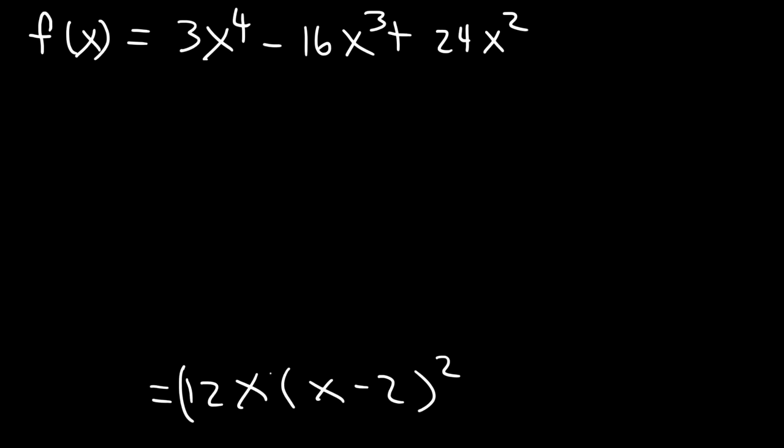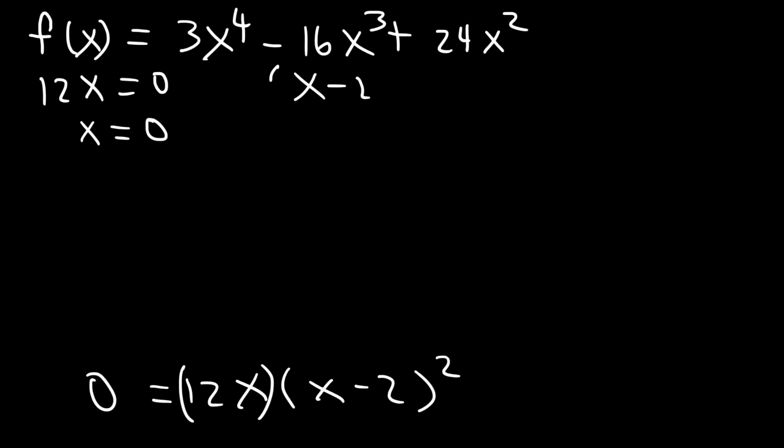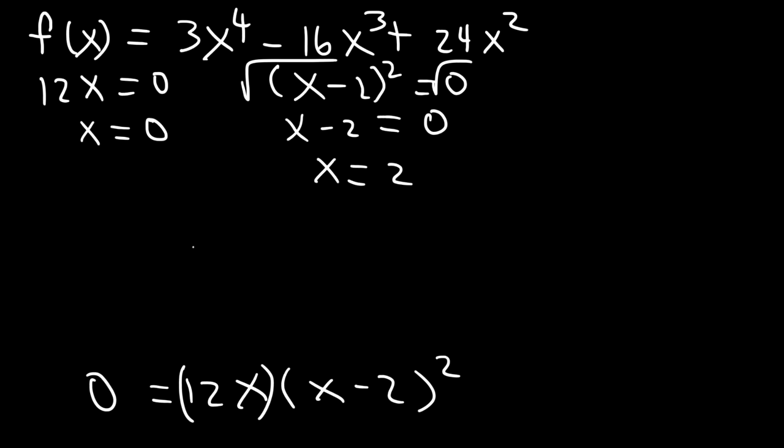Now let's set each factor equal to 0. So if we set 12x equal to 0, and if we divide both sides by 12, x is 0. And if we set x minus 2 squared equal to 0, and take the square root of both sides, we're going to have x minus 2 is equal to, the square root of 0 is 0. And if we add 2, x is 2. So the critical numbers are 0 and 2. So now let's make the sign chart.